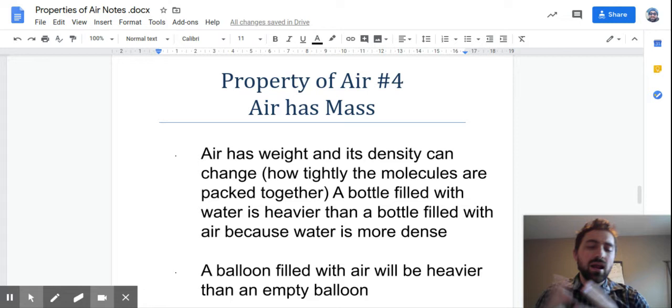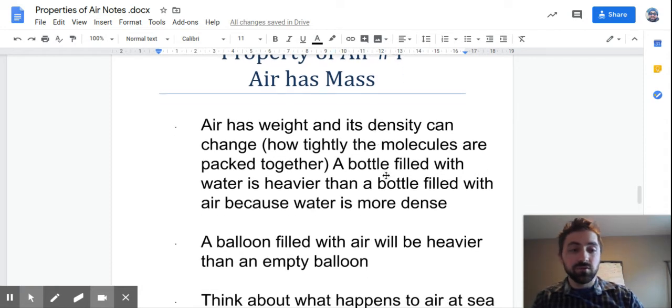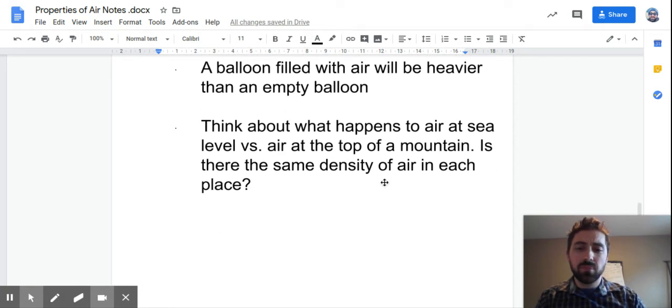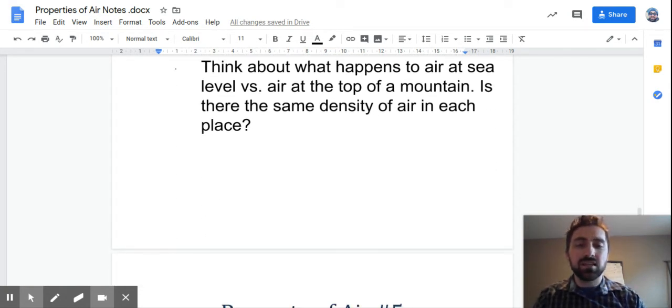A bottle filled with water is heavier than a bottle filled with air because water is more dense. A balloon filled with air will be heavier than an empty balloon, and that's an experiment we'll actually be checking out. So think about what happens to air at sea level versus air at the top of the mountain. Is there the same density of air in each place? Think about any video you've seen of people climbing, say Kilimanjaro or Mount Everest. The air is less dense up there. There is less air up there, and they need oxygen tanks because there's just not enough oxygen up at the top.